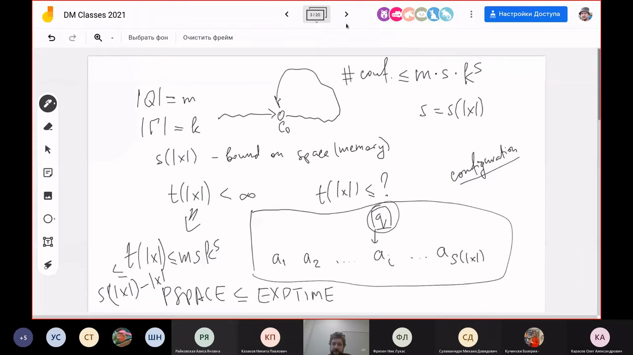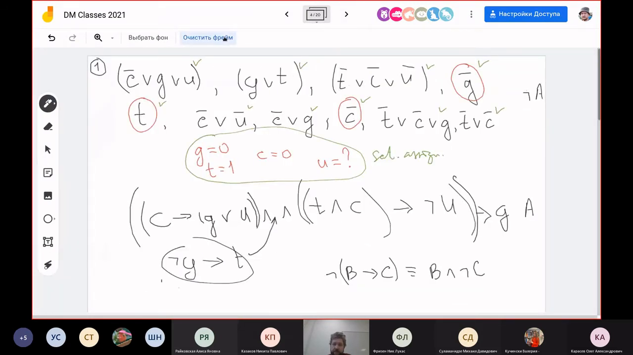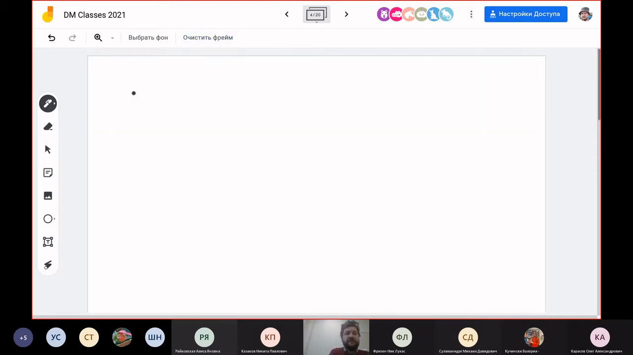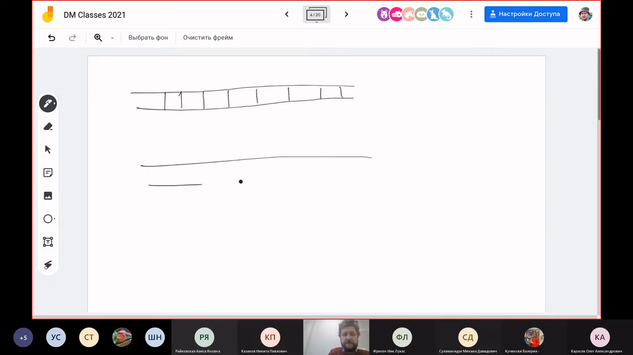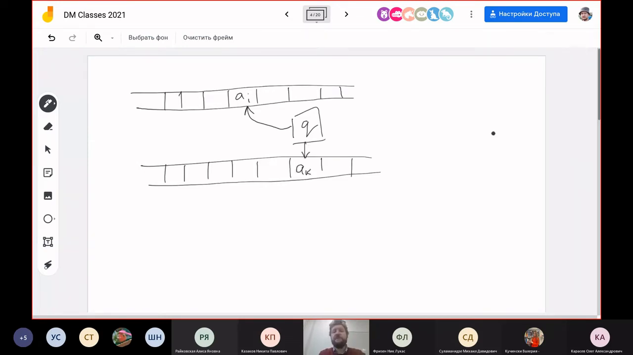Let me again draw the picture. So we have one tape. You have another tape. And here you have this operating unit Q, which has two heads. So it observes a letter here, which is some AI, and there's some AK here, and it observes also this one. So this is a two-tape machine.